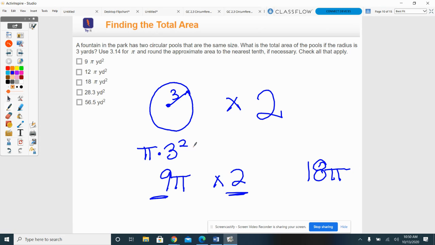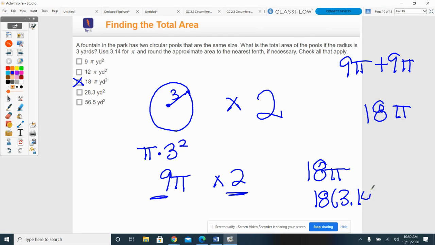Your other option could have been to take 9 pi plus 9 pi, and that gives you a total of 18 pi. So the pi, you almost treat it like an x on these. So we're looking for 18 pi. Let's see if there is an approximate too. If I take 18 times 3.14, I get 56.52. The 2 will keep the 5 where it's at, so there are 2 answers for us to check.